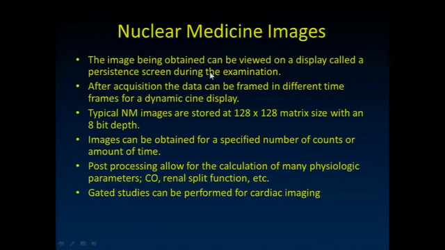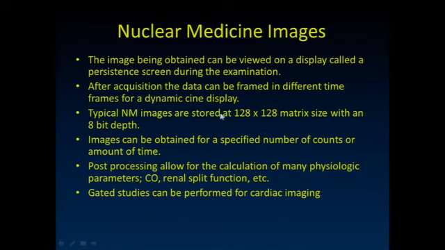We've seen these images obtained on a persistent screen during the examination. You can see it accumulating the detected events on the camera over the previous 5 seconds and updating as time goes on. And after acquisition, we can often frame those. You can take the events that were acquired every 5 seconds and make that a frame, then the next 5 seconds the next frame. And we can play that cine clip to see how the distribution is changing over time.